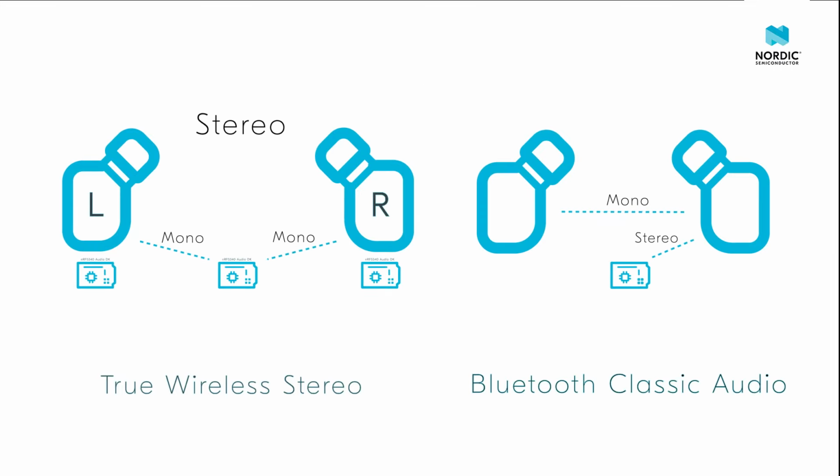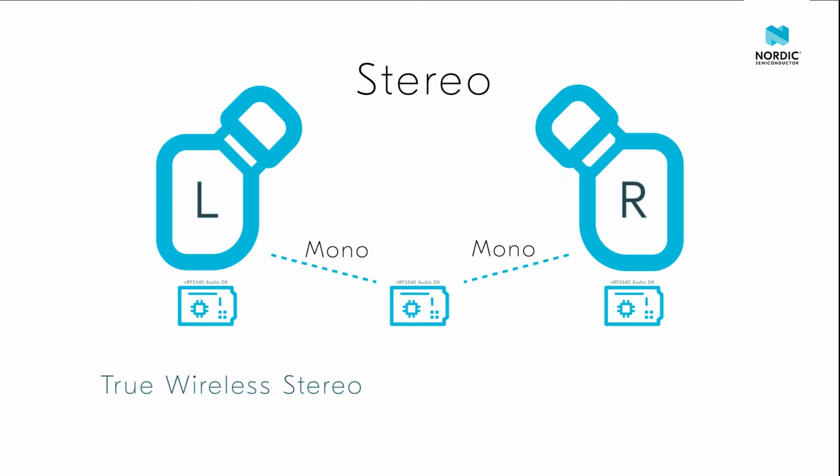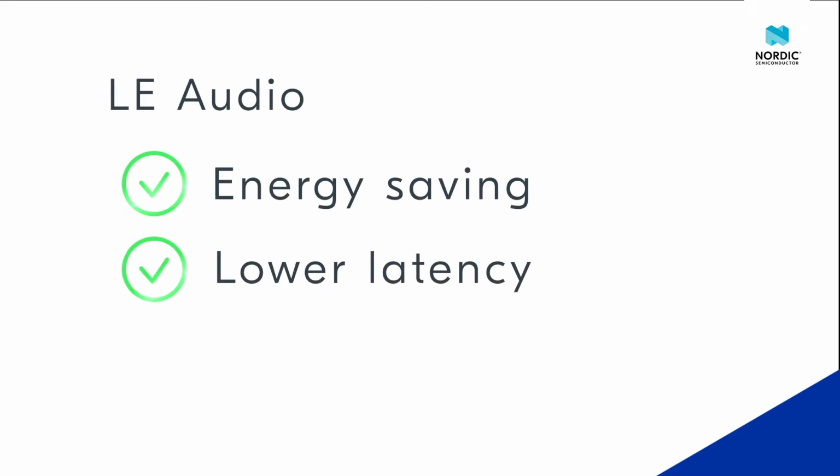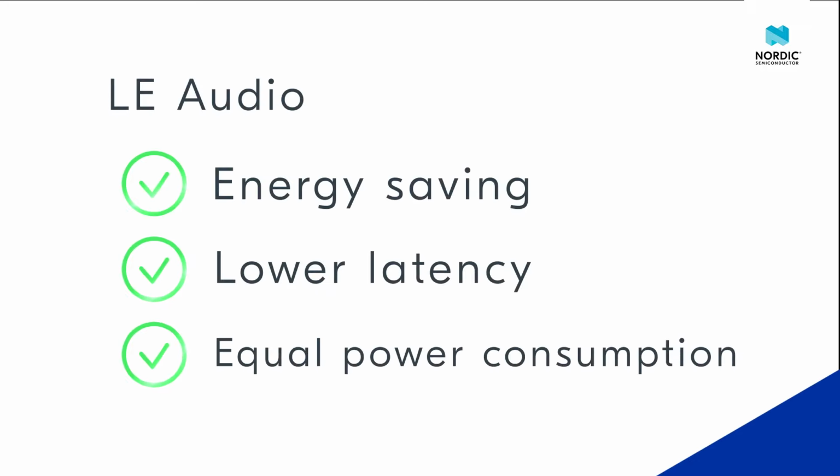This is unlike Bluetooth Classic Audio, where one earbud receives the stereo stream, splits it up into 2 monostreams, and then retransmits one of those to the other earbud, together with timing information. With LE audio, both earbuds can have a separate connection to the audio source, saving energy, lowering latency, and using the same amount of power in both earbuds.